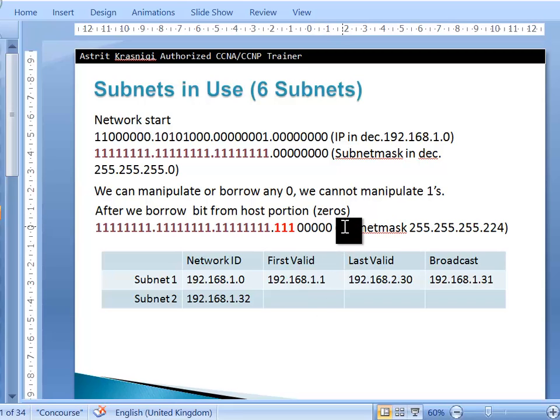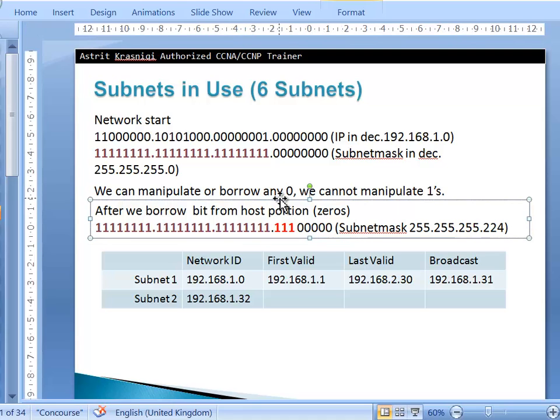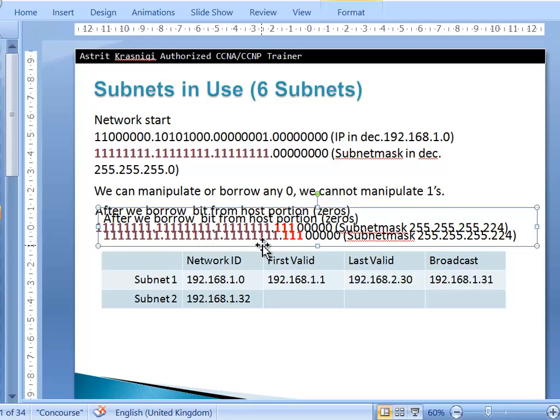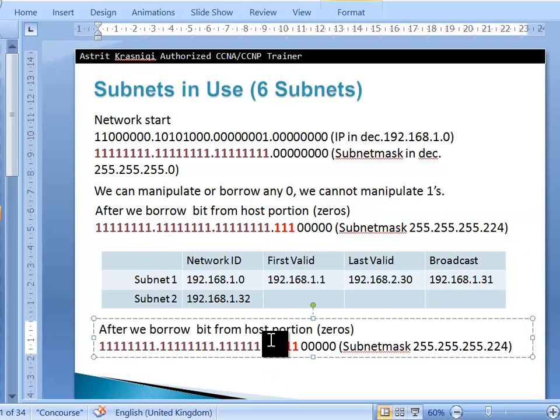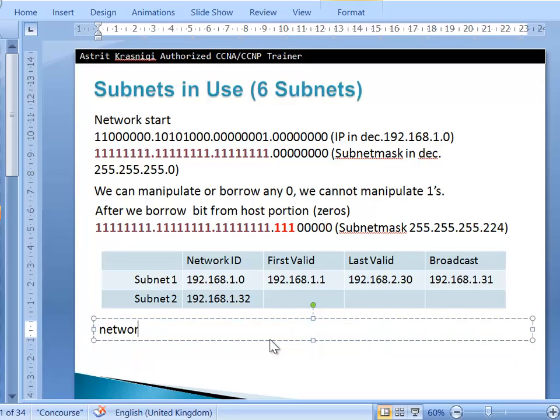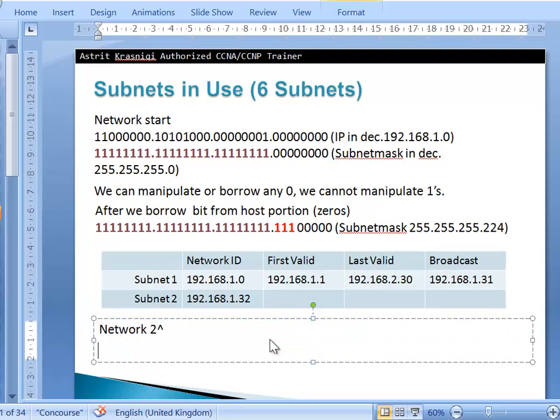Now, if we look at the formula for the host, you remember the formula for the host was 2 to the power n minus 2. Let's write it here somewhere. For the network it was 2 to the power n. For the host, the formula was 2 to the power n minus 2. With 3 bits, we had 2 times 2 times 2, which gives us 8 networks.